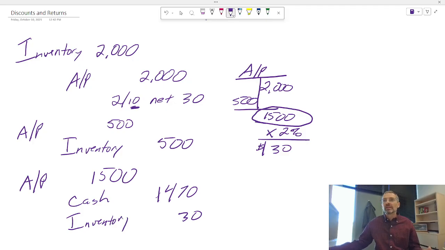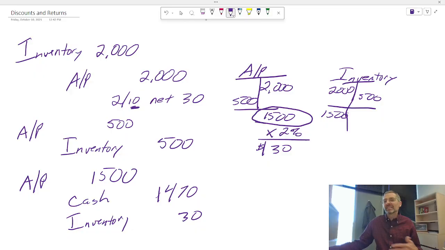And before we end this video, let's look at what's in the inventory account and just make sure it follows the cost principle. I started off with 2,000 there. I returned 500, which gave me $1,500 of inventory. But then in the end, I didn't actually pay $1,500 for it. I took off 30, and so I have $1,470 in the inventory account, which matches what I actually paid for my inventory, and therefore it follows the cost principle.